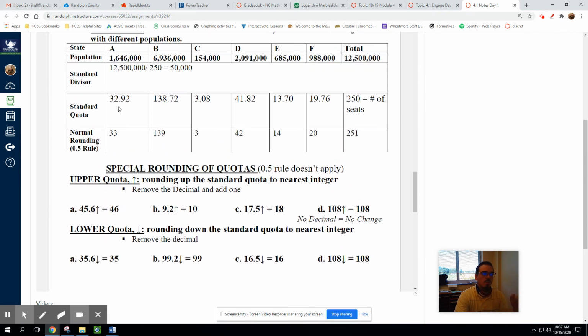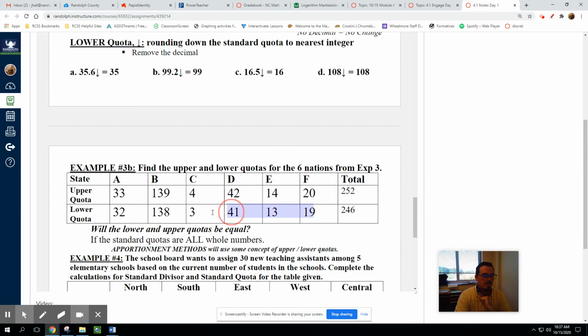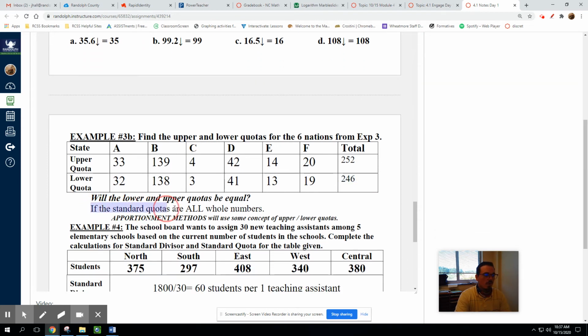Let's round every one down. 32, 138, 3, 41, 13, and 19, as you can see. Now we've got 246. So will the lower or upper quotas be equal? If all standard quotas are whole numbers, this will be true.